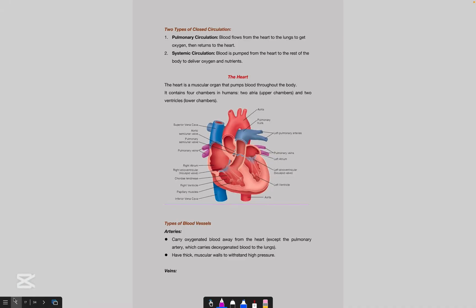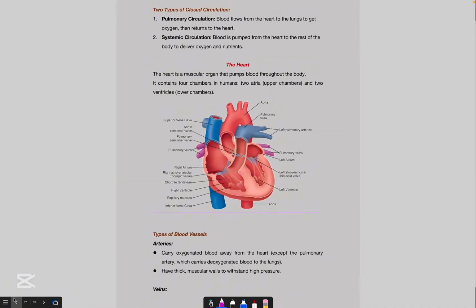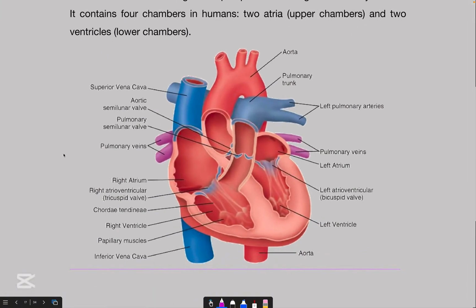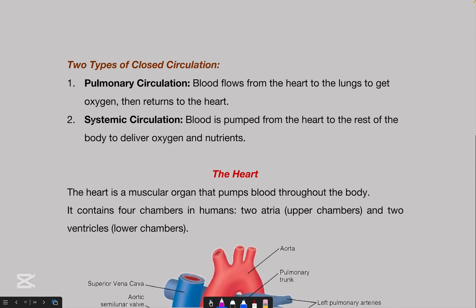All right. Now, let us look at the types of closed circulatory system. We've already said we have the closed circulatory system. Let us look at the types. Now, pulmonary circulation and systemic circulation. Those are the two types of closed circulatory system. Is that okay? Two types of closed circulatory system, my dear student, is what?